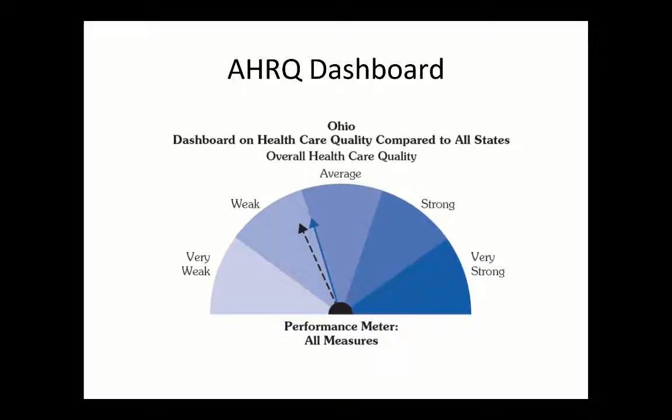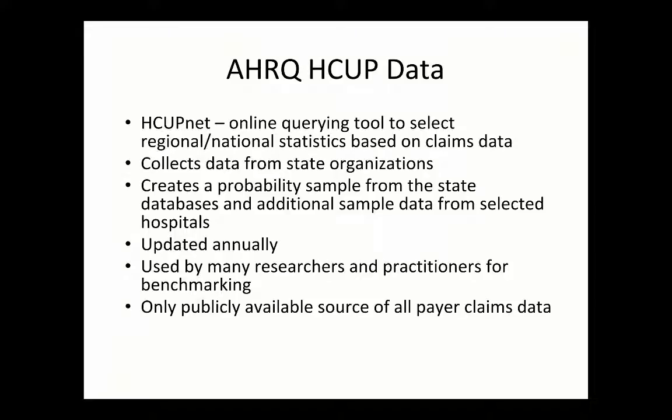AHRQ is the Agency for Healthcare Research and Quality, and they created a dashboard to compare healthcare quality across states from very weak to very strong. It uses performance measures to compare quality based on what is publicly reported. HCUP.net is an online querying tool managed by AHRQ and meant to select regional or national statistics based on claims data.